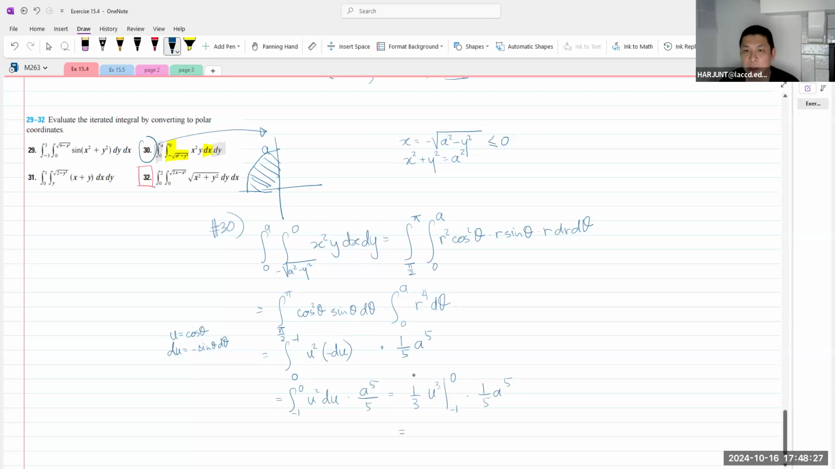That's just 1/3. Negative of negative 1 times 1/3 times 1/5 a to the 5th. That's a to the 5th over 15. Okay, that's for this section here, 15.4.